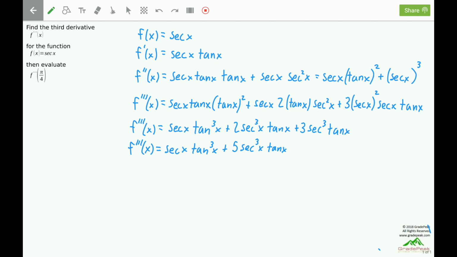Now it is possible to factor this. There is a common factor of secant in both terms, so we'll be able to factor that out. We have a secant to the first, we have a secant cubed. We can factor out the lower power. When you factor, you're subtracting exponents. We're taking out a secant, so we will be left with just a tangent cubed x for the first term. And for the second term, we will take out one of the secants, so we will have a secant squared.